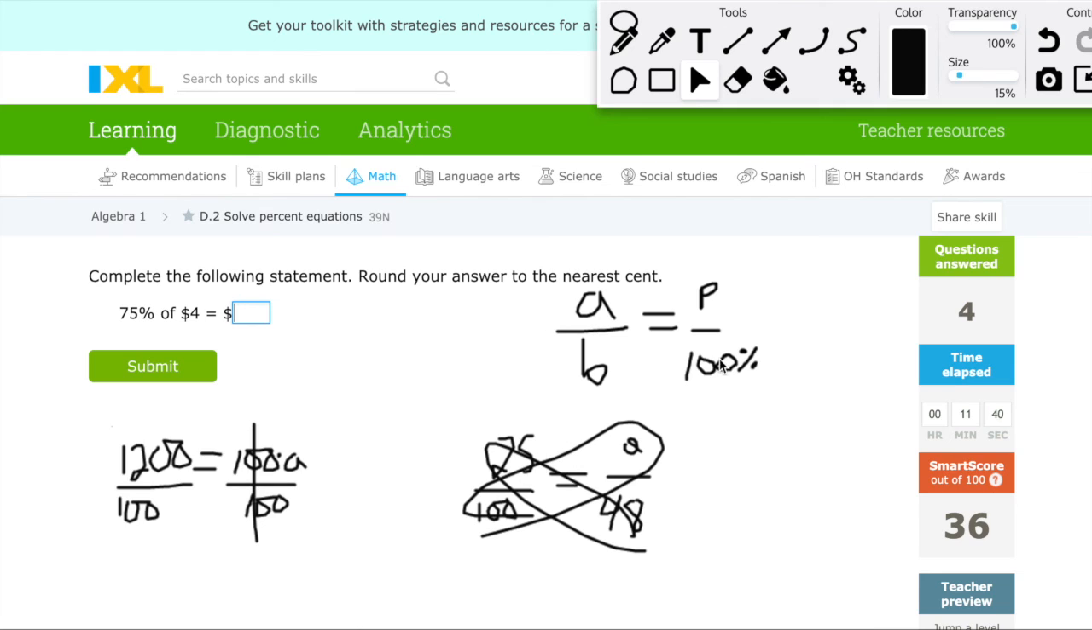Awesome. So it uses the same format here every time. You just got to figure out if you're given a percentage or if you're looking for a percentage, if you're given the whole or you're given a part. And that's basically all it is for this one.